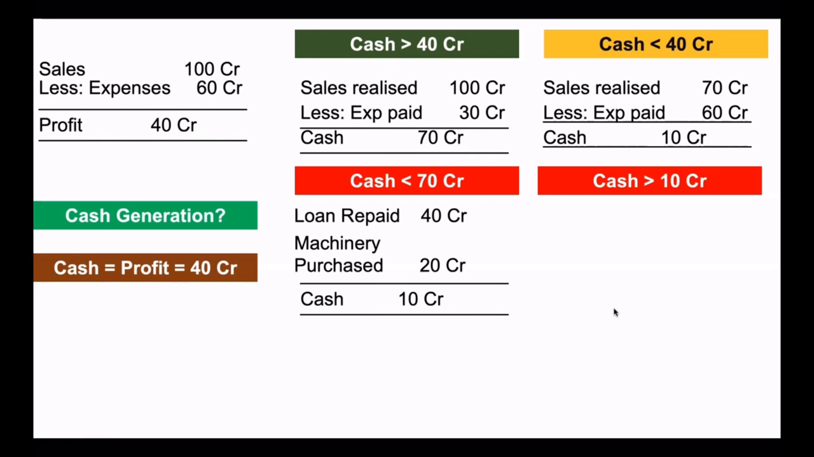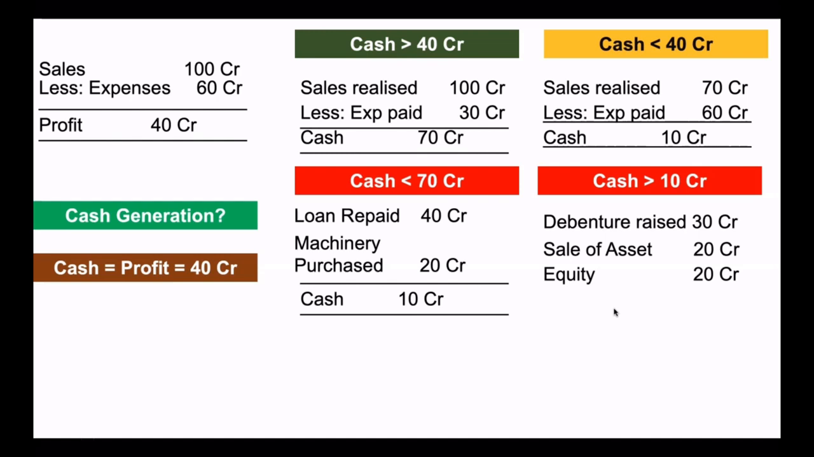And in the second scenario, let's say a debenture has been raised, money has come in for 30 crore. Some asset has been sold, 20 crore had come in. Equity, money had come in from owners, 20 crore. So we have 70 crore money coming in. So now the total position is 80 crore. So what we have to understand is, in business, cash is not generated merely by profit. It is from various activities.